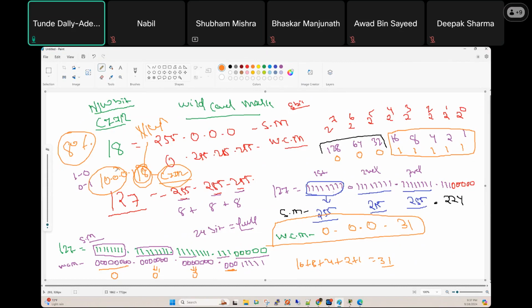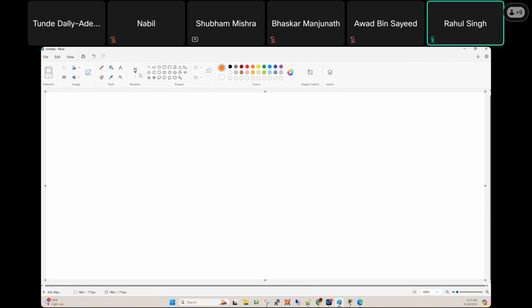I hope you guys are now able to calculate the wildcard mask. Right now, everyone? Yes or no? Sir, what is the use of wildcard mask?